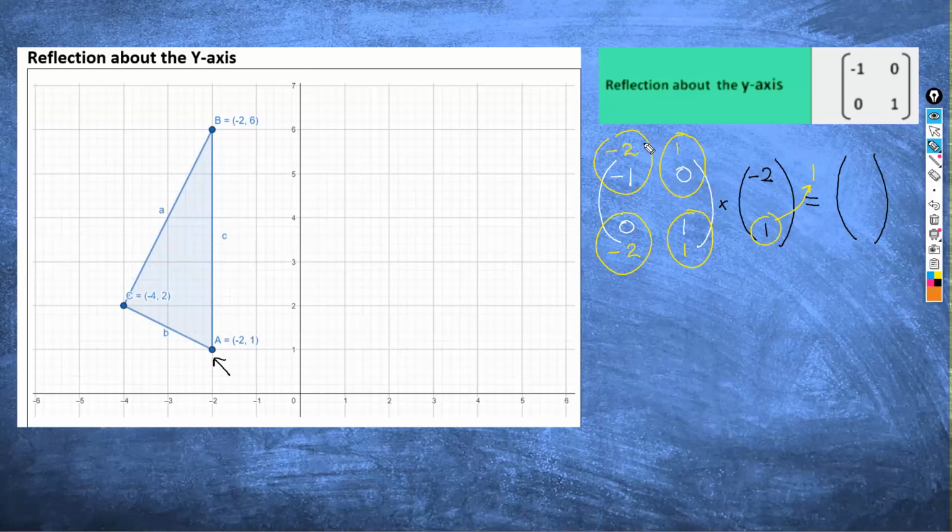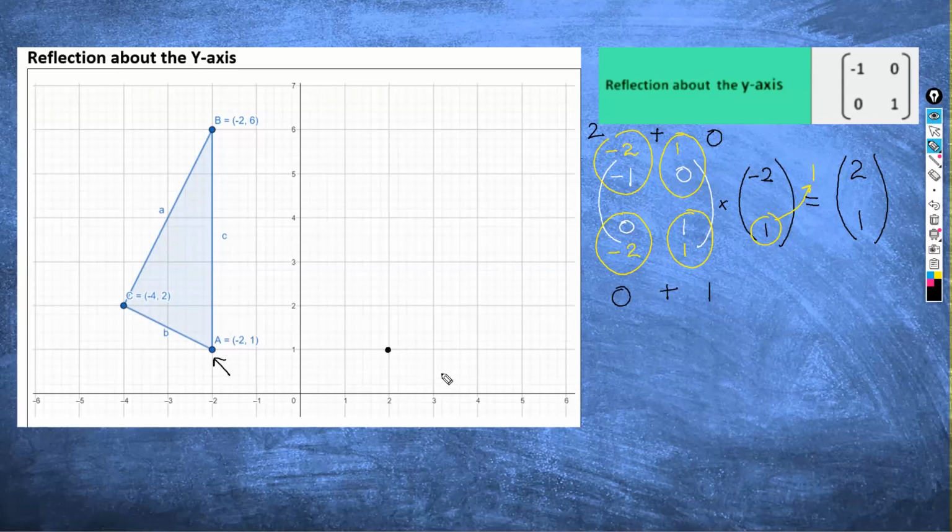-2 multiplied by -1 is +2. That's a horrible color there. I run out of colors to choose from. It's +2. 1 by 0 is 0. 0 multiplied by -2 is 0. 1 by 1 is 1. 2 plus 0 is 2. 0 plus 1 is 1. Isn't that the same answer we had gotten before? Point A had ended up at 2, 1, +2, +1.